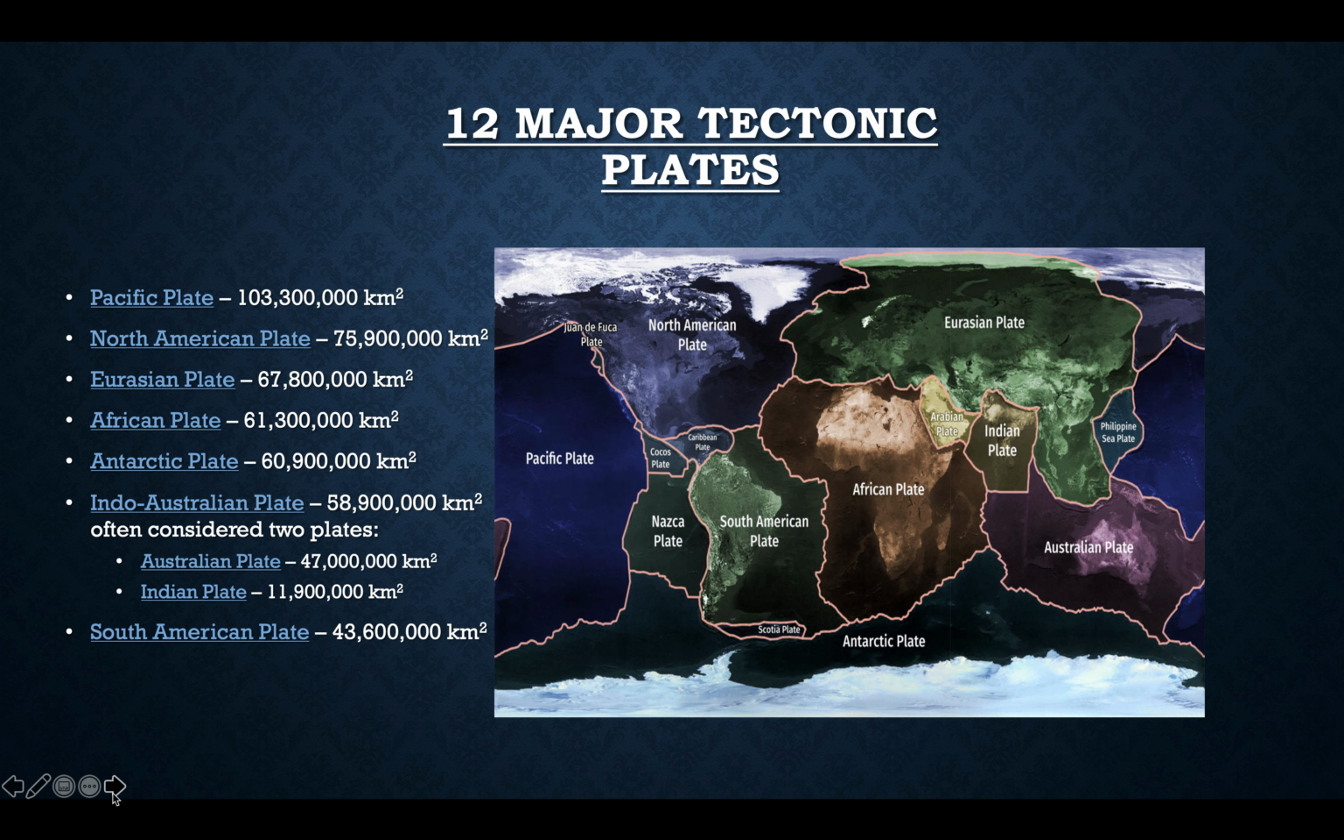So Earth has about 12 major tectonic plates. And you don't have to memorize any of these numbers. It's just to give you an idea of the relative sizes between each. So here we can see we have the North American plate, the South American plate, the African plate. So many of the plates are named after the continents that they encompass.